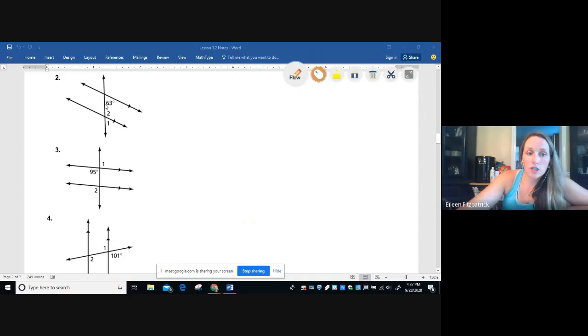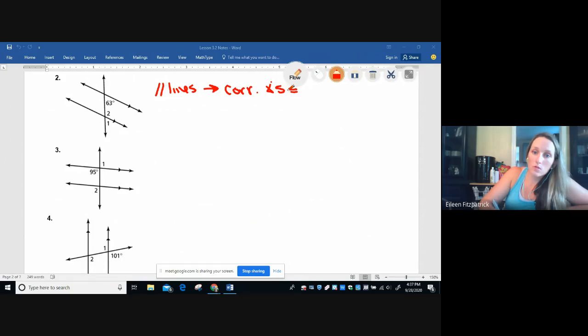Problem 2, what's the relationship between the 63-degree angle and angle 1? And then what's the relationship between the 60-degree angle and angle 2? Think about it. Because the lines are parallel, what do you know about angle 1 and the 63-degree angle? Parallel lines implies they're corresponding angles again. Corresponding angles congruent. So I know the measurement of angle 1 is equal to 63 degrees.